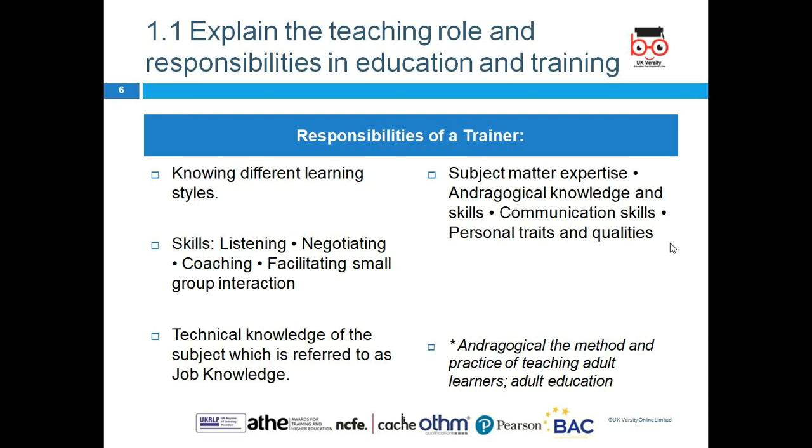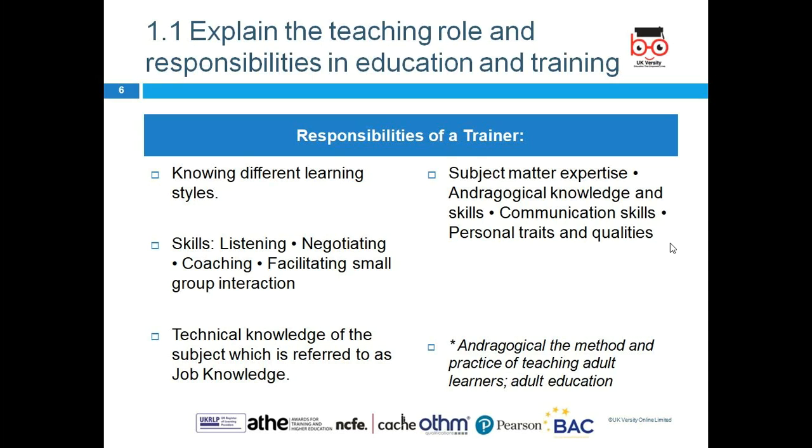Okay. A trainer is a little bit different. They'll know what the different learning styles are, so they'll be aware of what their learner learns best. So are they a visual learner, a kinesthetic learner? Do they learn by auditory, or are they a read-write learner? There's more than the 4, but the 4 are the basic ones. They'll also have skills in listening, negotiating, coaching, and they'll be able to set up small group interaction. Now, a trainer is good for somebody who might need a little bit of help in social interaction as well. So if you ever have a young pupil that needs a little bit of help, trainers are good for that.